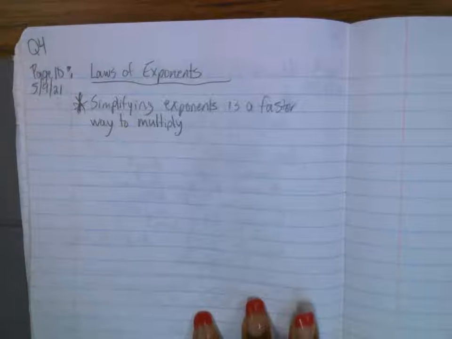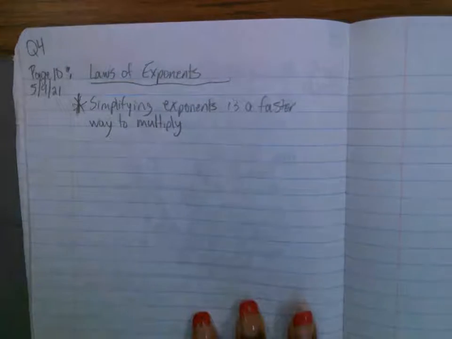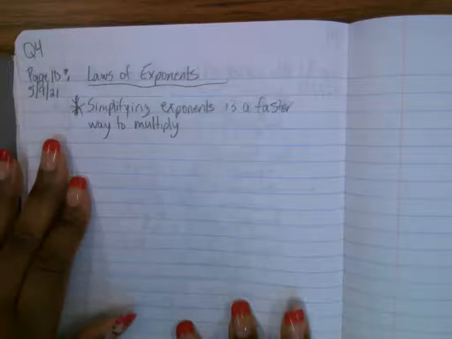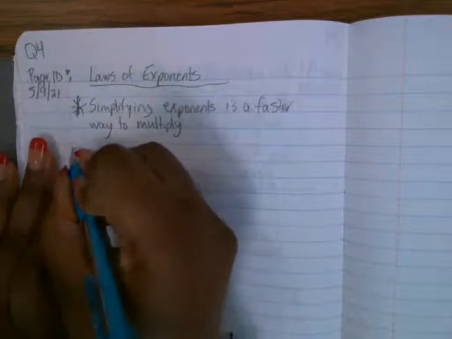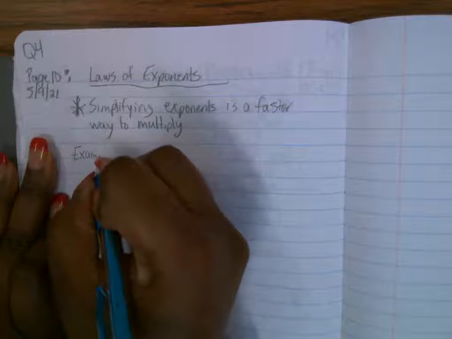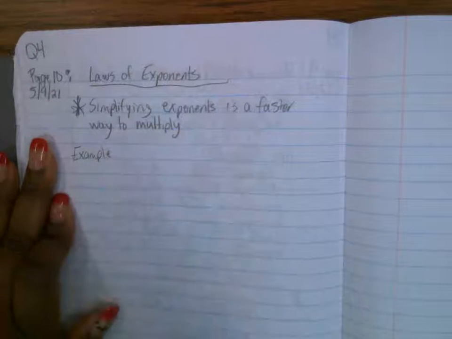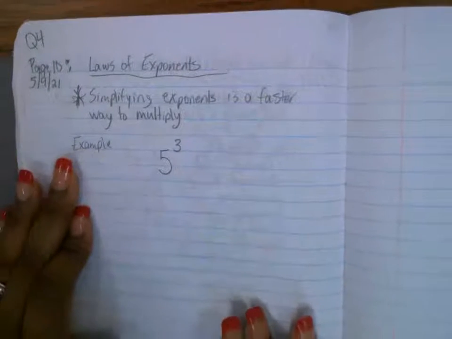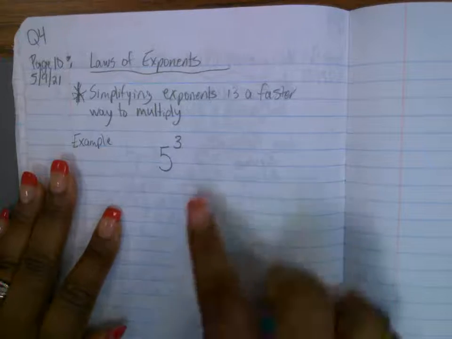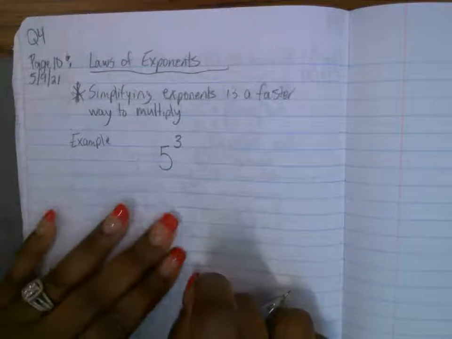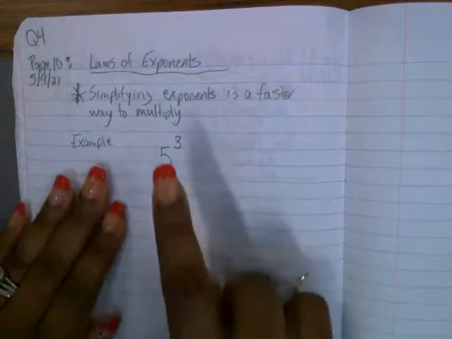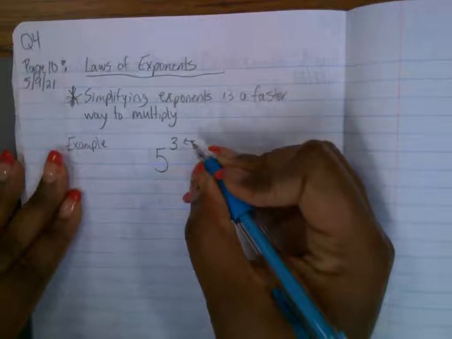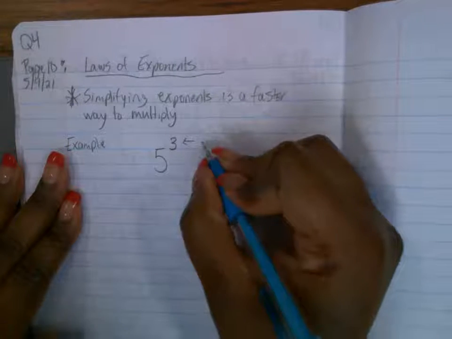So now we're going to define what an exponent is, as well as a base. We're going to do an example where we have 5 to the third power. This is how you're used to seeing exponents. Well, in this relationship, the 3 that's in the top right corner is called the exponent.